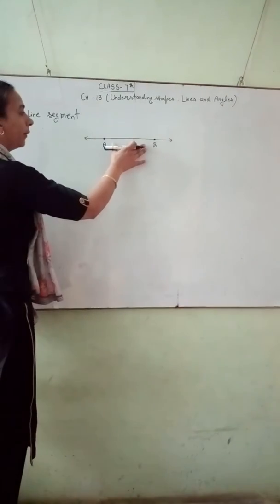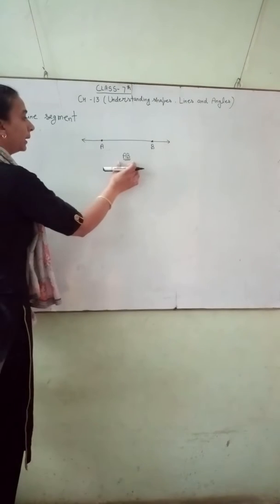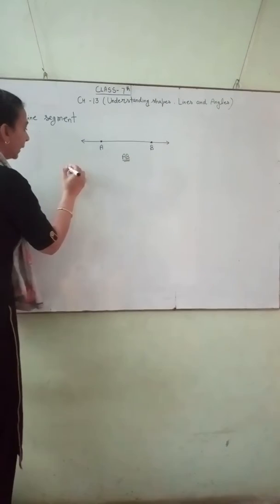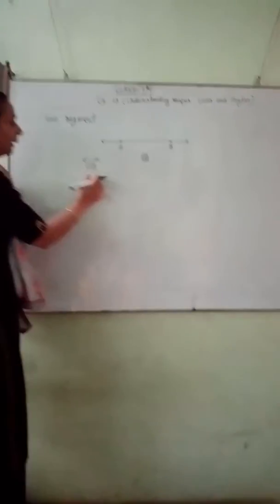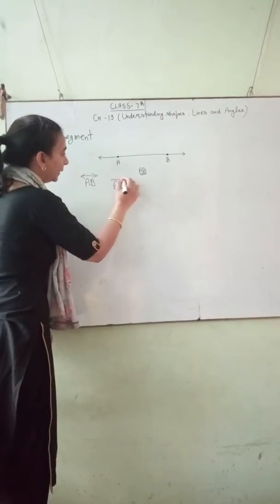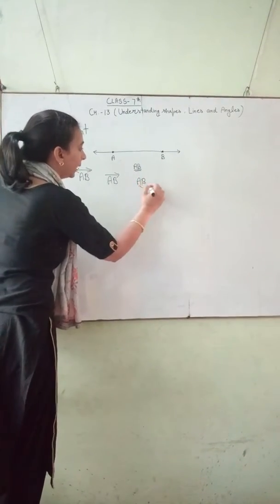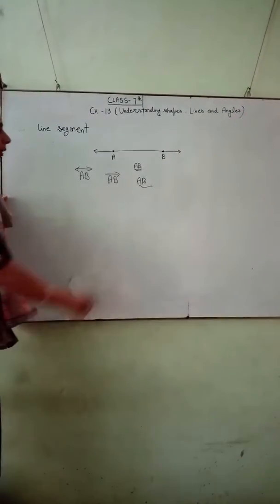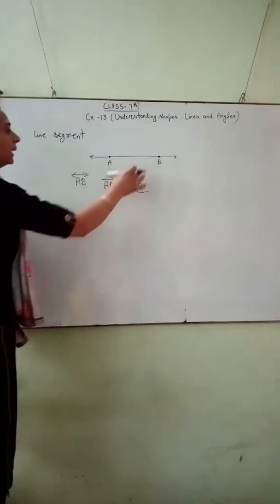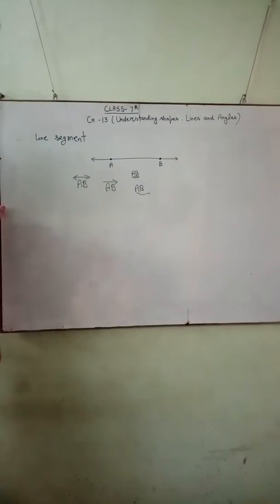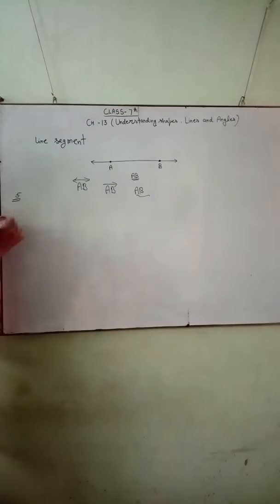It is a part of a line and there are 2 endpoints. The notation of a line segment is AB. If we take this type AB, with arrows on both sides, this represents a line. If we take it in this form, then it represents a ray, and if we take AB, then it represents a line segment. That means there are two fixed points A and B, and a line segment has a fixed length. Clear, student?